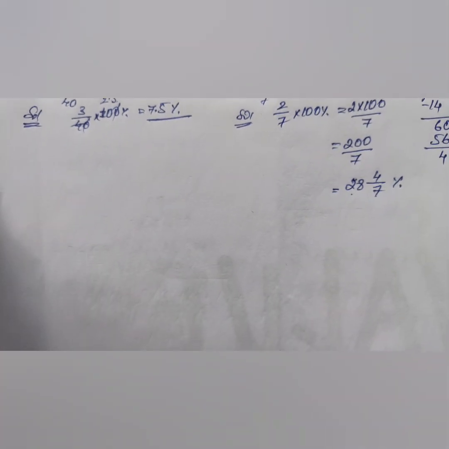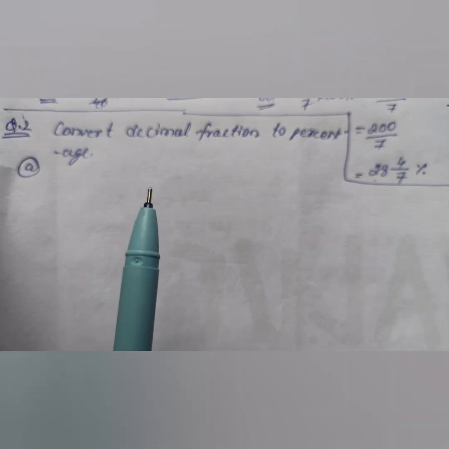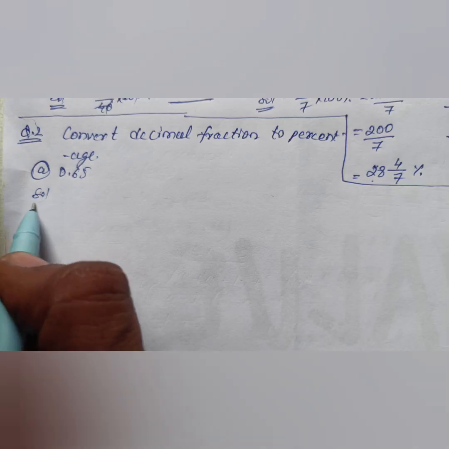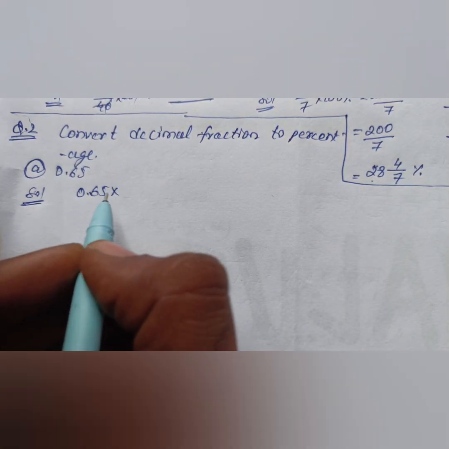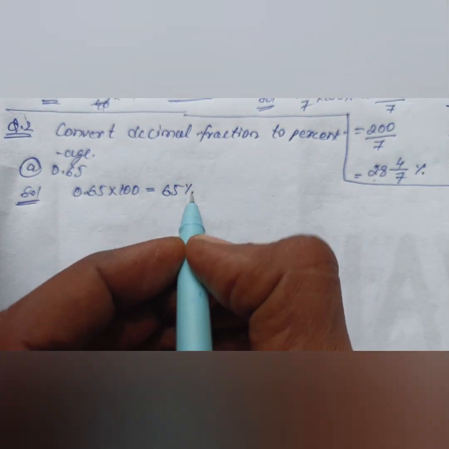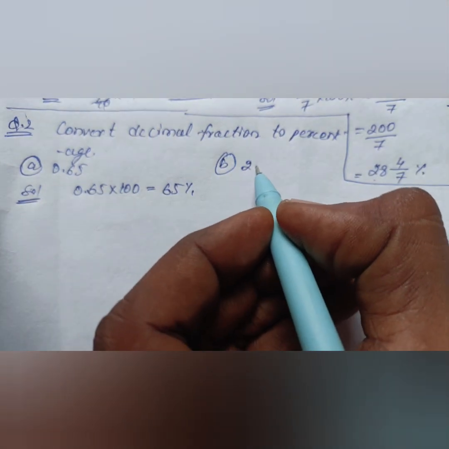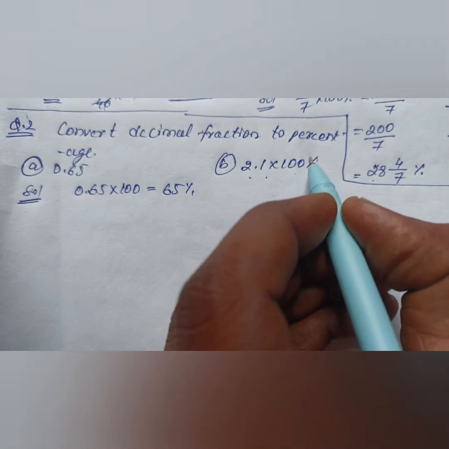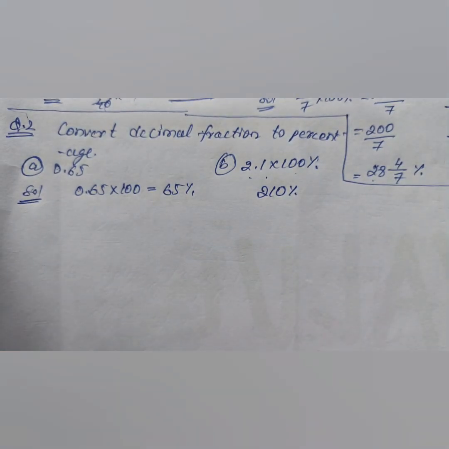Now let's move on to the second problem. Convert decimal fraction to percentage. A1 they have given is 0.65. We know that if you want to convert a decimal into a percentage, you need to multiply 0.65 into 100, and we get 65 percentage. Similarly, B part is 2.1 into 100. 2.1 they have given, we need to multiply with 100 percent. Therefore we get 210 percentage.